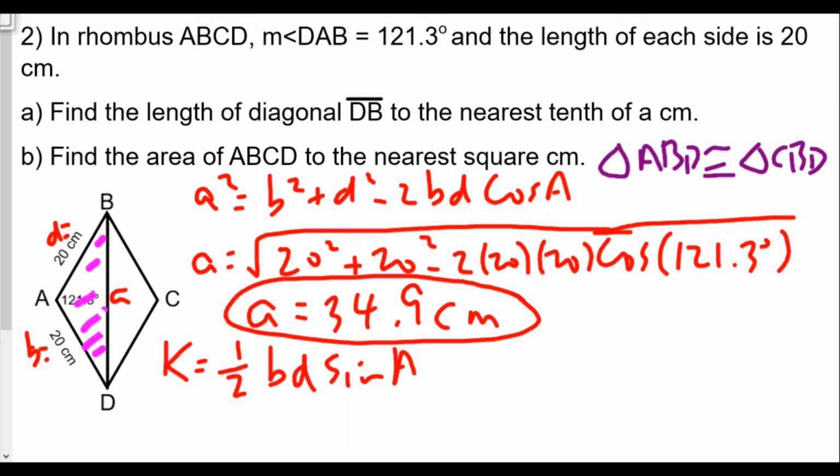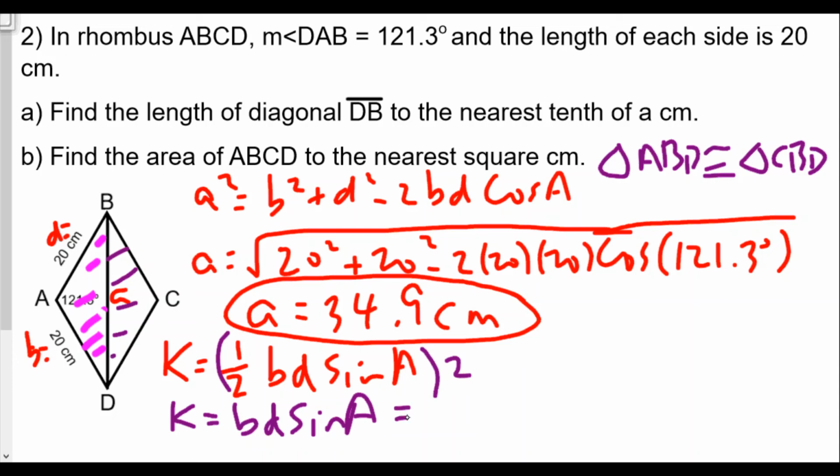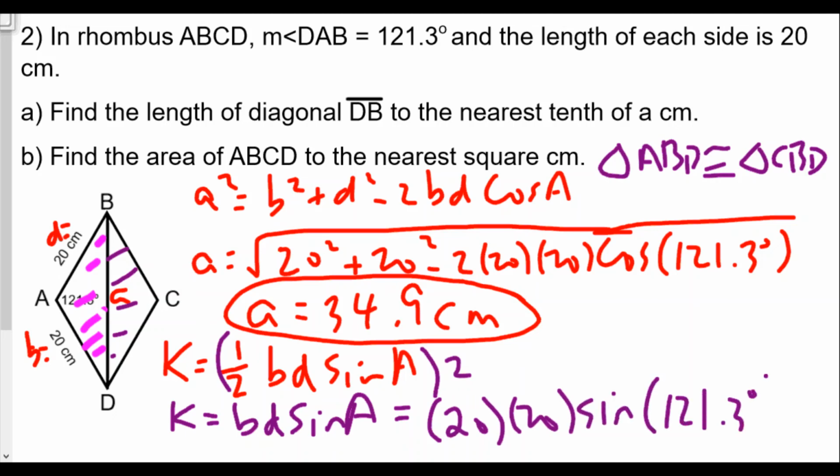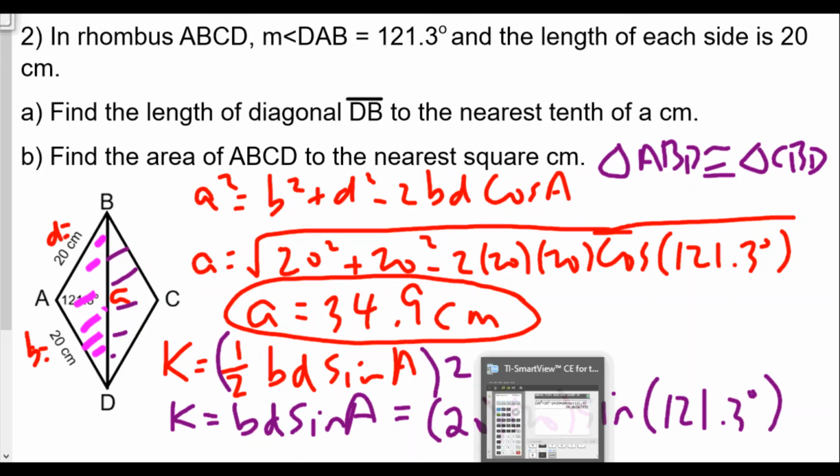So therefore, K is equal to 2 times this, which really is going to be just BD sine of A. So we're going to multiply this by 2, because we have 2 triangles here. Now we'll plug in, and the area of the whole amount is going to be 20 times 20 times the sine of 121.3 degrees. All right, so let's go to the calculator.